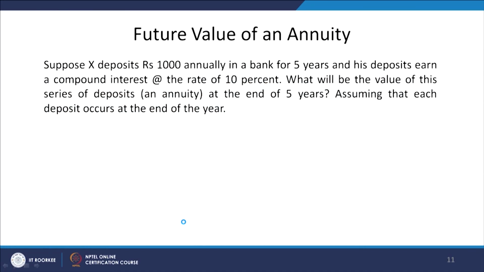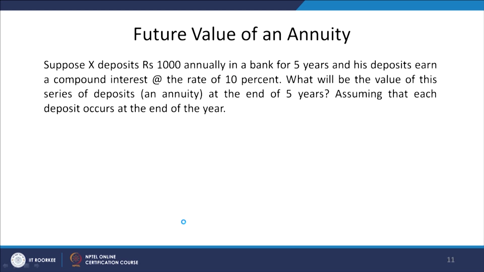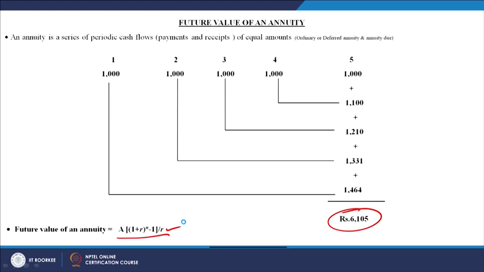But as in this case, it is clearly written that we assume each deposit occurs at the end of the year. Then the value we have calculated here, 1464, is by compounding at the given rate of interest, which is 10%. So we have compounded this for 4 years, this for 3 years, 2 years, 1 year and 0 years. We have to be very careful about the timeline of the interest factors for the compounding.